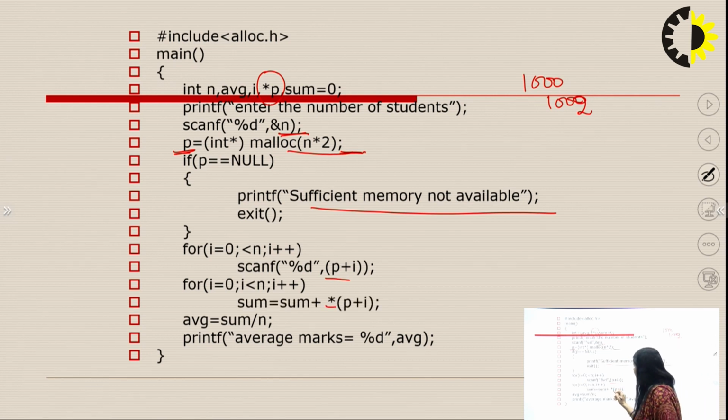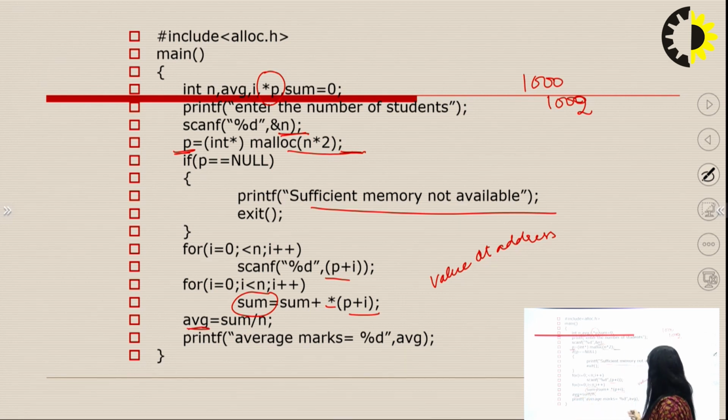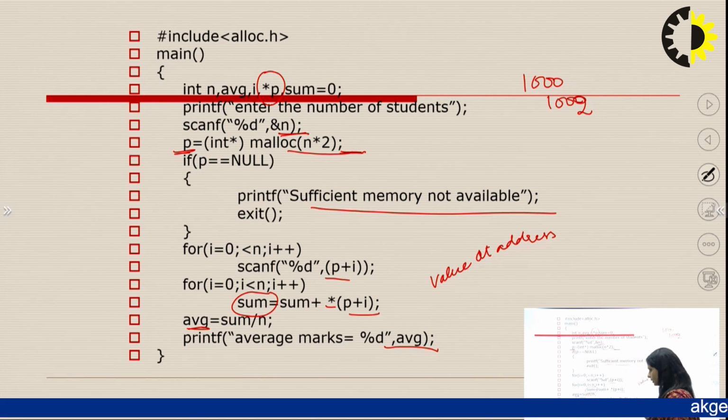Then yes, we have applied this asterisk sign. What does it say? It simply says what is the value at this address, right? Sum plus value at this address, right? So that will be a summation. Now once I've got the summation, I can simply divide this by n and we can find out the average, right? So average marks is equal to what? Whatever average I have calculated from there, I can display that, right? So this is a simple example of MALLOC function.